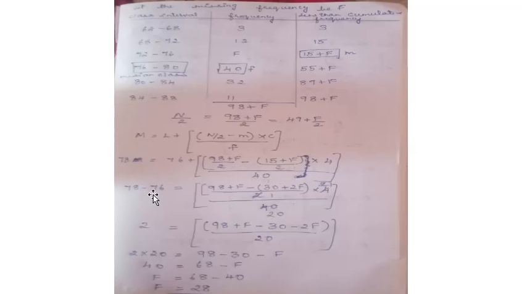So 78 minus 76 is equal to, now if you check this here, 98 plus f divided by 2 minus 15 plus f. This 2 I have written later. In the formula it is not there, I have written it later. See, the number was 98 plus f divided by 2 minus 15 plus f. M is what? 15 plus f.